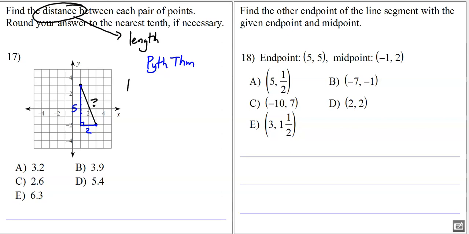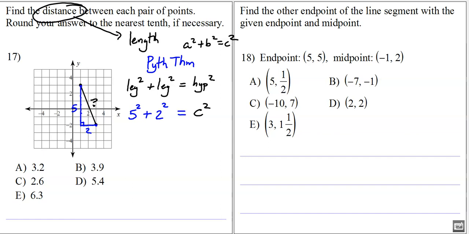So remember, Pythagorean Theorem is leg squared plus leg squared equals the hypotenuse squared. Or many of you guys say a squared plus b squared equals c squared. Either way, so let's put my two legs in there. 5 squared plus 2 squared equals, and we'll call it c, so we don't know the hypotenuse. And let's just do our math. 5 times 5 is 25. 2 times 2 is 4. So I have 29 equals c squared.